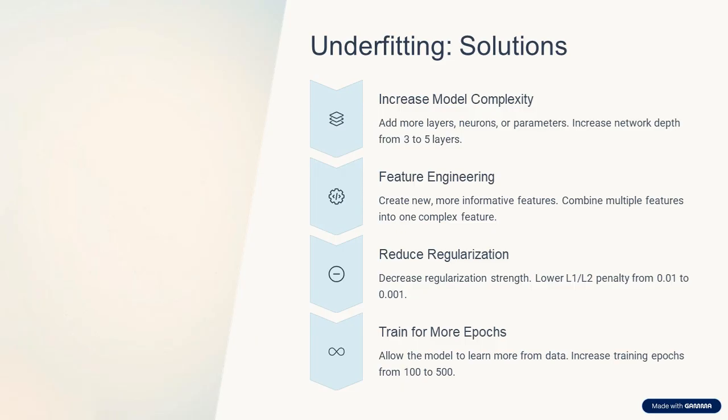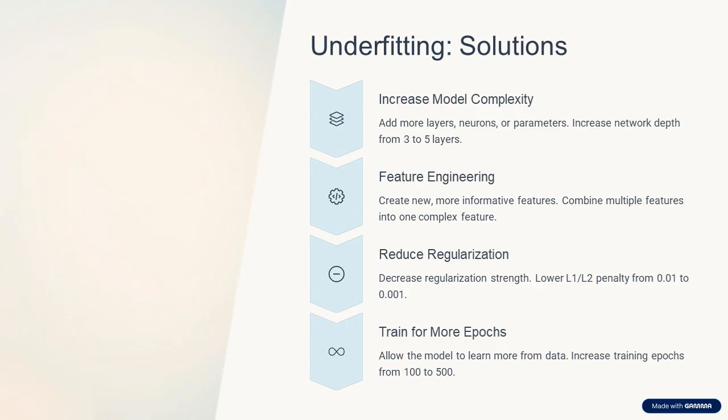4 solutions for underfitting. First one is increase model complexity. Add more layers, neurons or parameters. Increase network depth from 3 to 5 layers. Feature engineering. Create new, more informative features, combine multiple features into one complex feature.